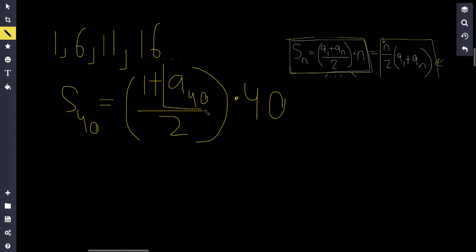Now, how do we find a sub 40, right? We want to take the average between the first and the last term. If there's 40 terms, the last term is going to be the 40th term, right? Well, how do I find this last term?